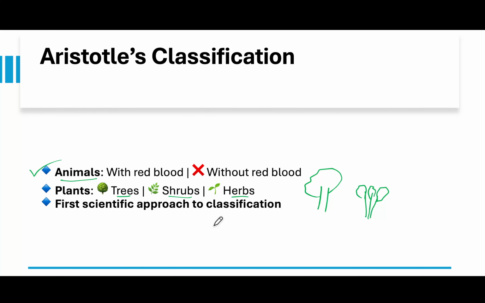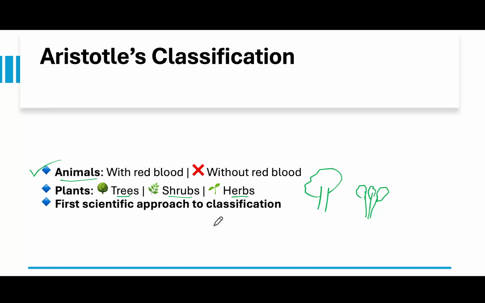So this is just a basic understanding of the classification system and criteria adopted by Aristotle. For animals, he classified them based on whether they have RBC or not. It might seem basic today, but back then it was a major step in understanding the natural world. He was the first person, or it is the first scientific approach of classification. That's why it's very important, right?